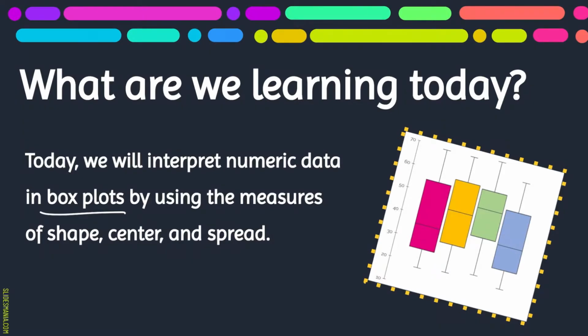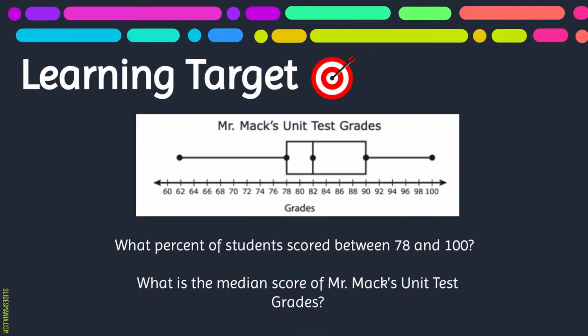spread. Remember, shape is what describes the distribution of a graph. Center describes middle points, so that's going to be our mean and our median. And spread talks about how far apart our data points are, so that refers to our range and our interquartile range.